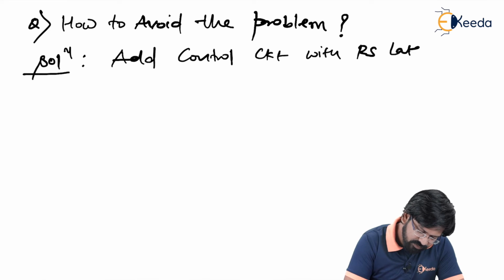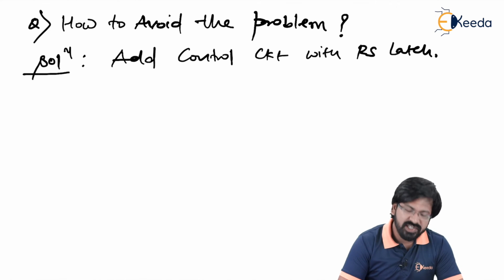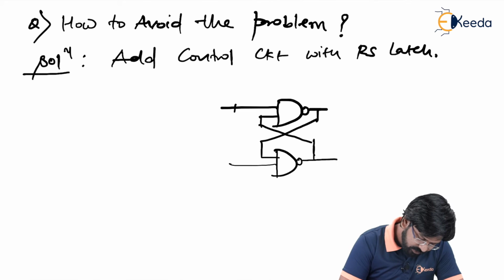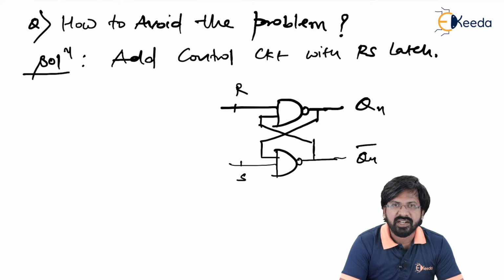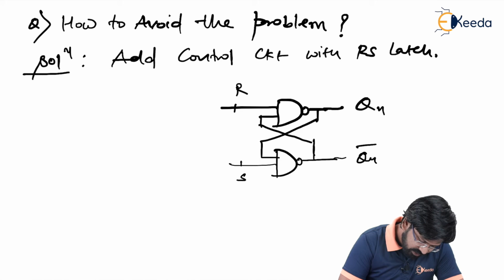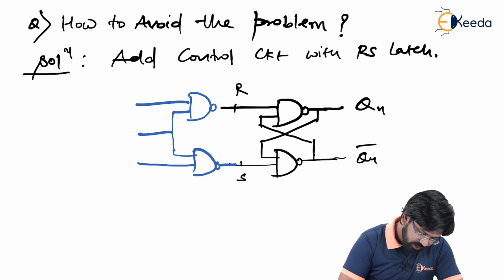With the RS latch. So let us draw our original RS latch first. If you remember, this was R, this was S. This is our original circuit, with Qn and Qn bar outputs. Now I'm going to add an extra circuit. How to add that extra circuit? Just look up. Draw two extra NAND gates here. Short these two inputs and name that extra input as control.